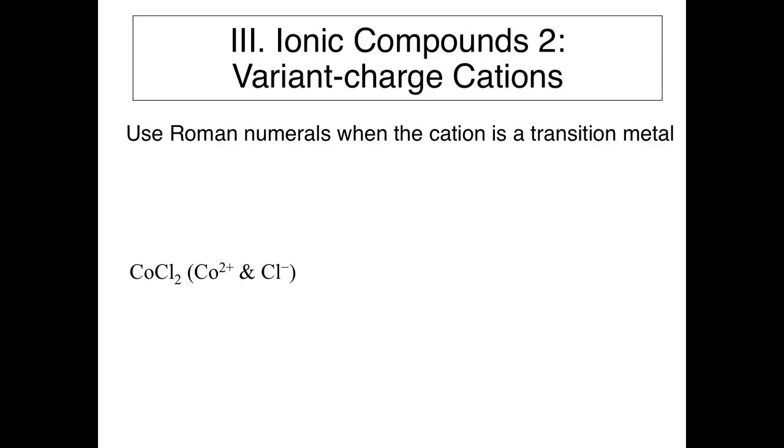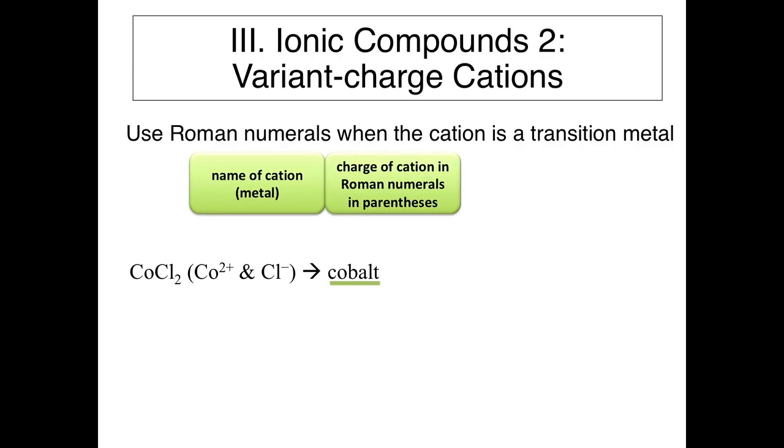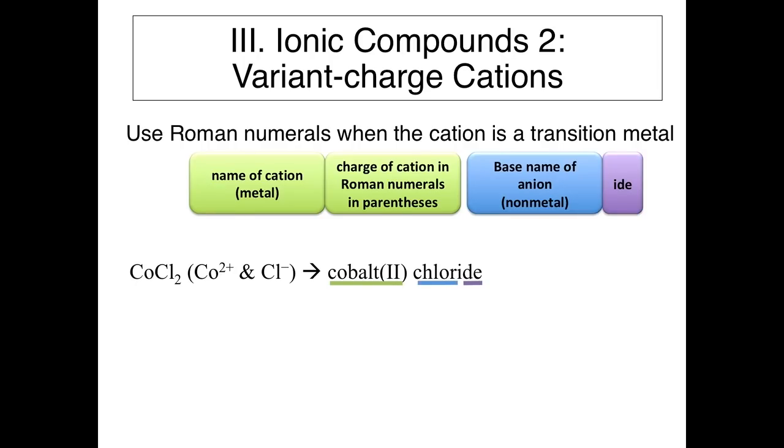So in this case, we have decided that it's going to be cobalt 2+. So to name it, you simply again give the name of the metal. In this case, it's cobalt. Next, you want to put the charge of that cation in parentheses in Roman numerals. In this case, it is Roman numeral II, and then the rest of the name is nothing new. You put the base name, which is chlor, and then end it with -ide. So this is cobalt(II) chloride.